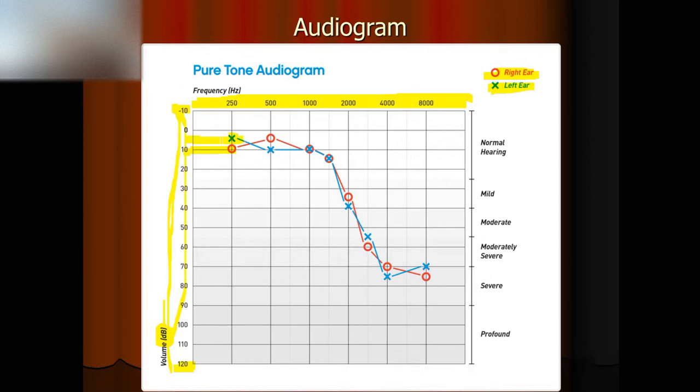If this is my audiogram, my left ear has a hearing loss of, yes, you're right, 5 dB. And my right ear has 10 dB hearing loss. So which ear is better? Which ear is worse at 250 Hertz? Correct. My right ear is worse. It is 5 dB worse than my left.